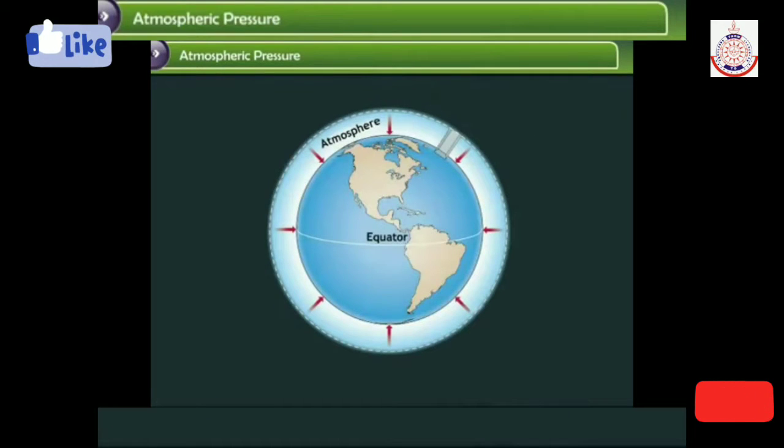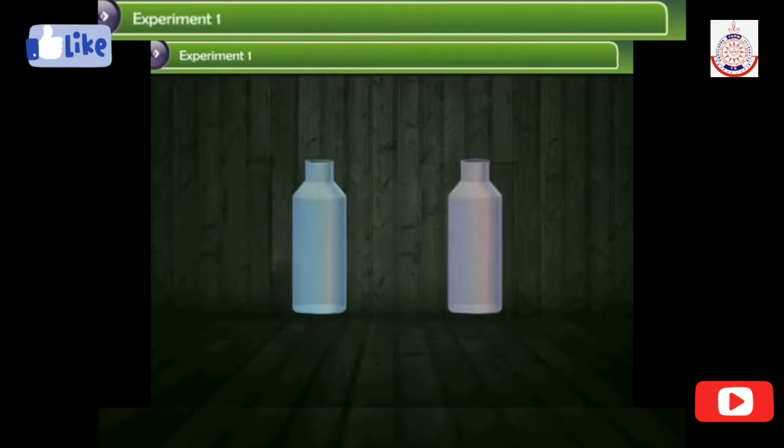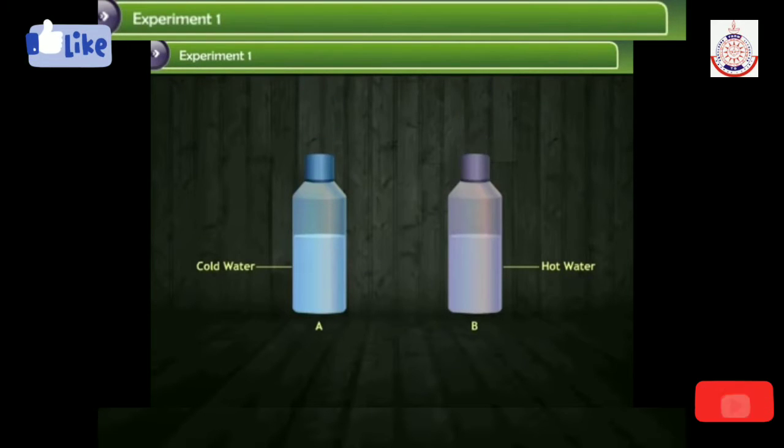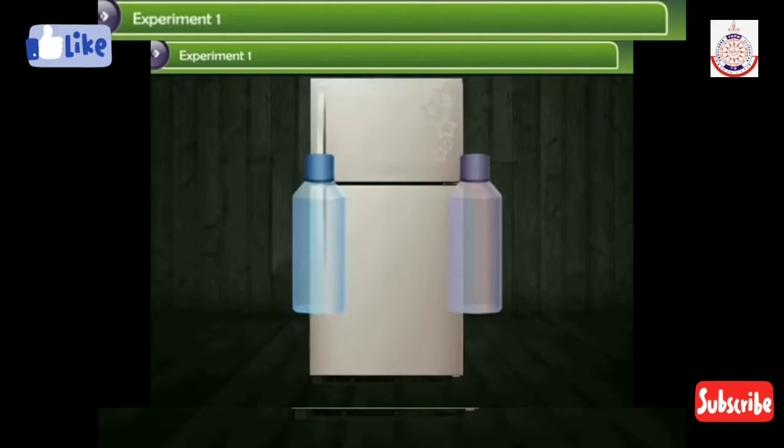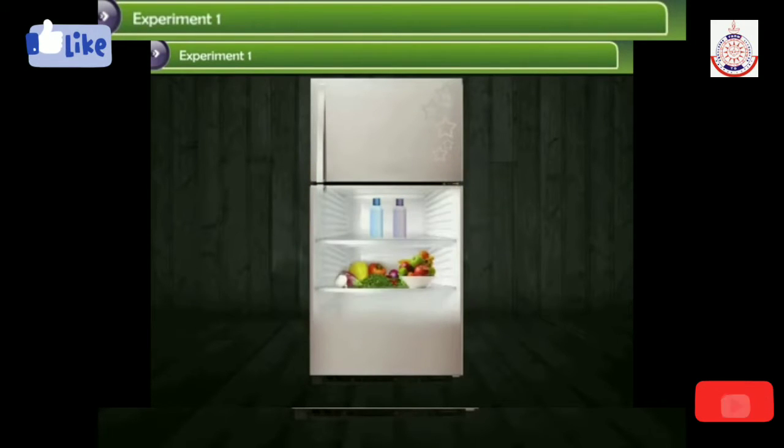Now, let us perform some experiments on air pressure. Take two identical plastic bottles, A and B. Fill cold water in bottle A and hot water in bottle B. Put the lids on the bottles and keep them undisturbed for some time. Next, remove the bottle caps and pour the water down the drain. Put back the lids of the bottles. Next, place both the bottles inside the refrigerator for 5 minutes.